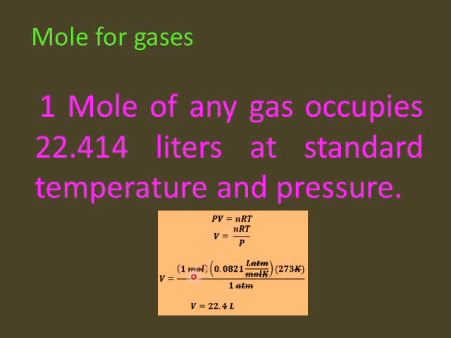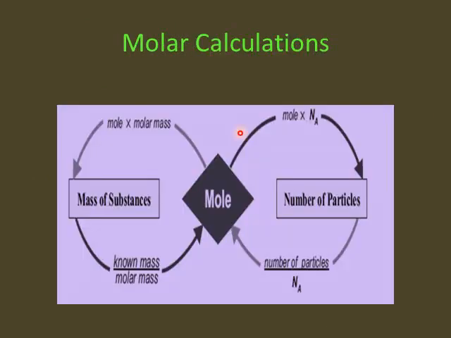So here I am talking about mole. So the number of moles will be 1 mole. 0.0821 is the value of the constant. 273 will be the temperature and pressure will be 1 atm. In the result, I will get my volume, which is 22.414. So in gases, 1 mole is equal to the volume 22.414 liters. These are molar calculations.